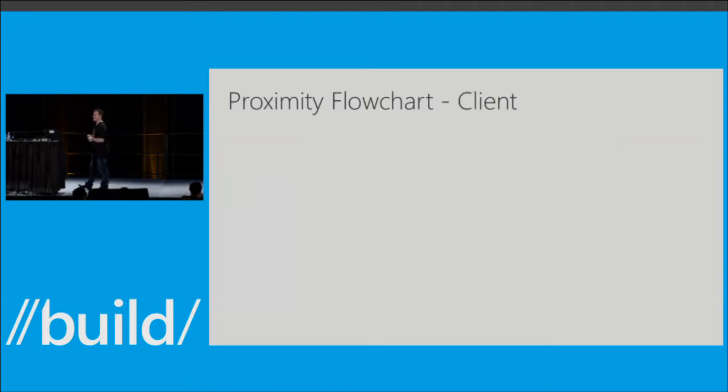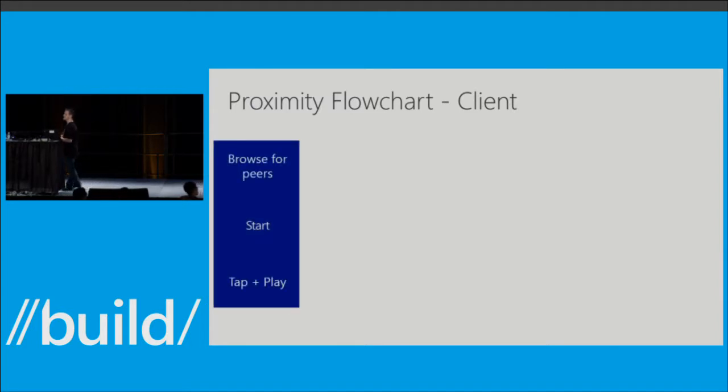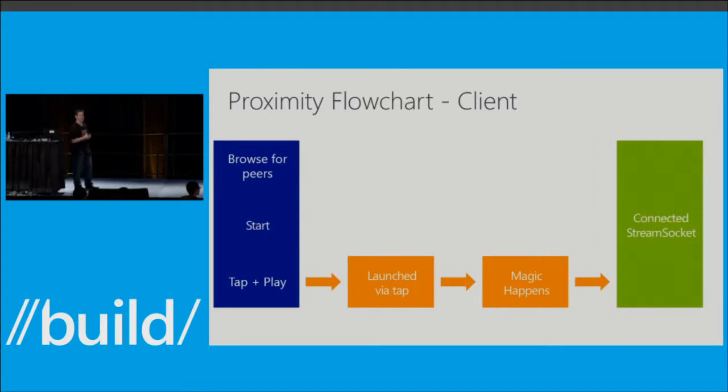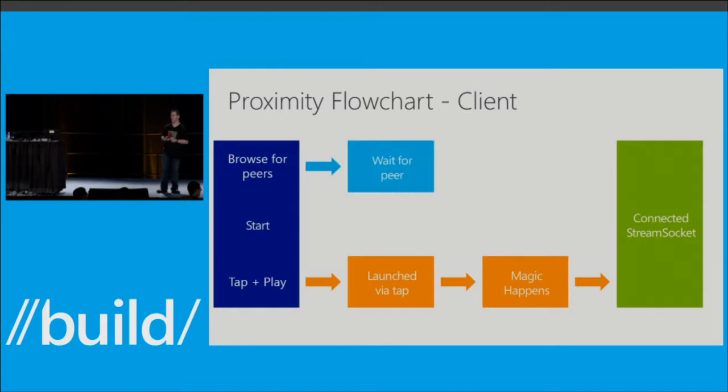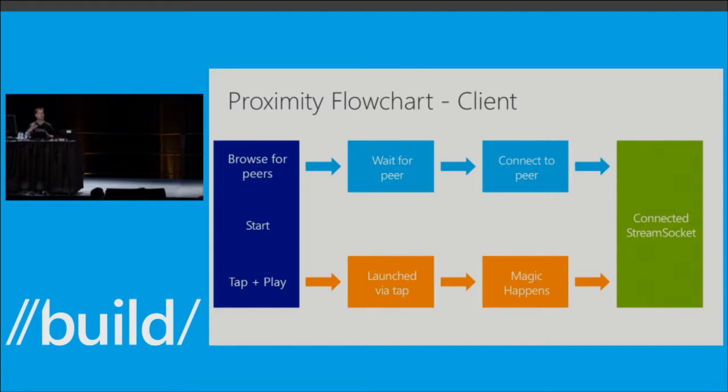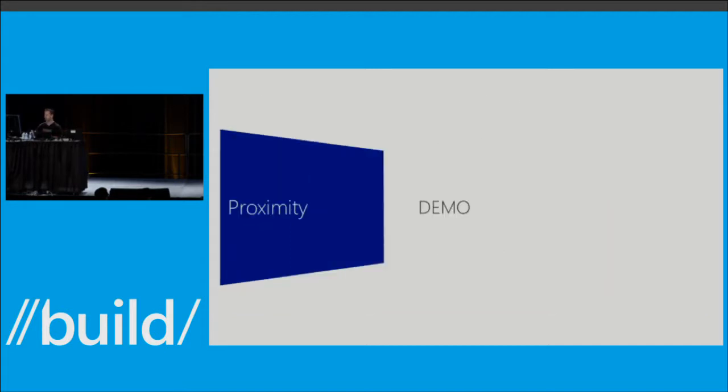On the client, it's pretty similar. There might be a browsing or a tap-to-play scenario. Tap-to-play, the app gets launched, and it gets told that it's launched to handle a tap. The same magic happens, the magic that happened on the host, and magically out pops a connected socket. Or if it's in more of a browse lobby type scenario, it sits there waiting for peers. When a peer says it wants to connect, it says, hey, OK, go ahead, connect to that peer. And now you've got a connected stream socket. So they're the two ways that you can connect two devices through proximity on Windows and Windows Phone. So I'm going to do a demo of that now using a different app.